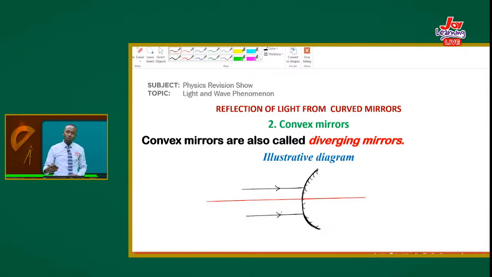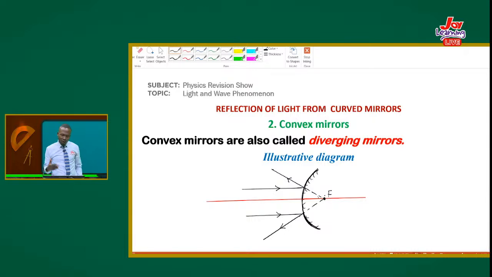It reflects them to appear. Here, the word appear is very important. It reflects them to appear as though they are moving away from a common point. Like that. So these rays that have been reflected appear to move away from this common point here, F, the focal point or the principal focus.